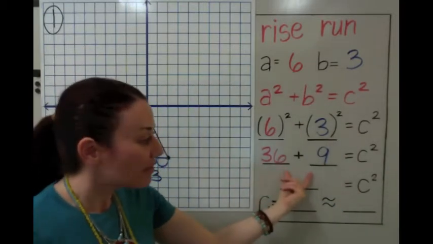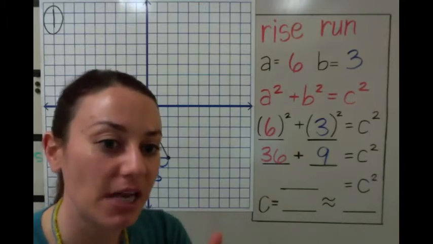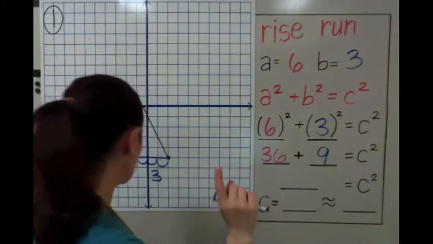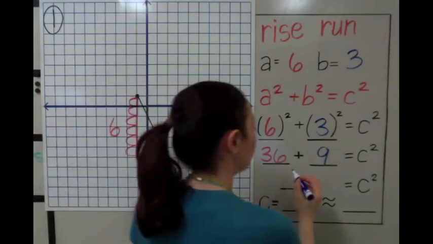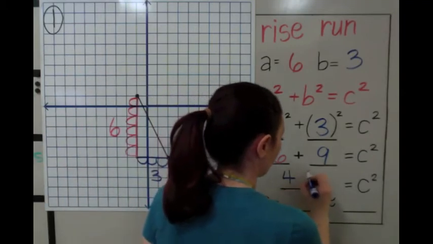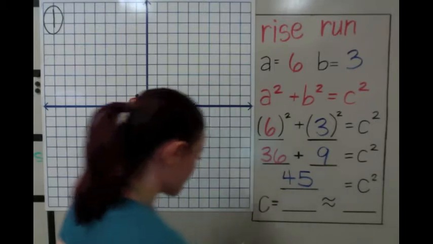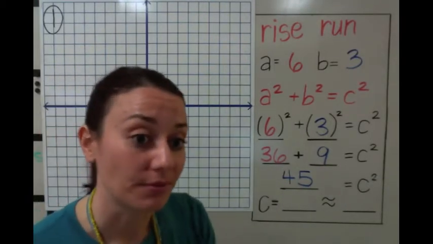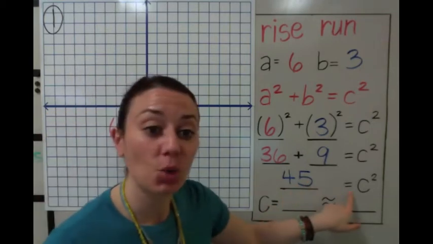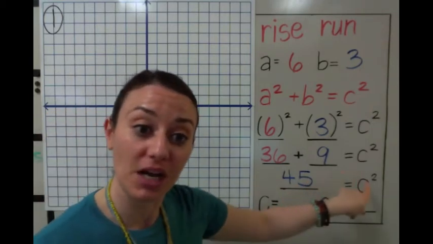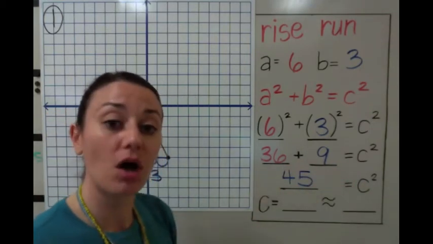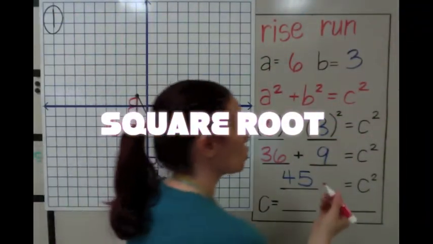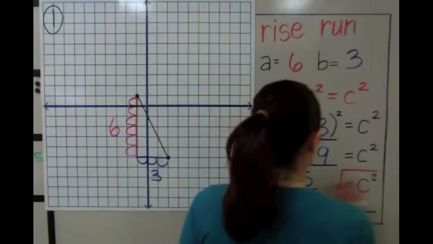then we add the sides. What is 36 plus 9? 36 plus 9, put it in your calculator. It's 45. Very good. All right. So the last step would be to do what? If 45 equals c squared, what do we have to do to both sides to undo the square? It's called square root. It's called what? Square root both sides, okay?